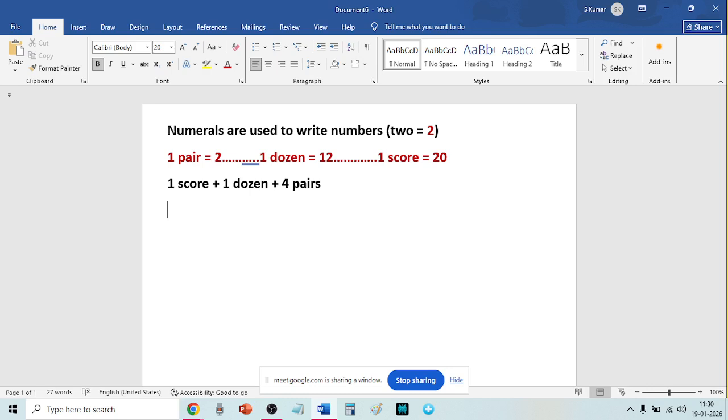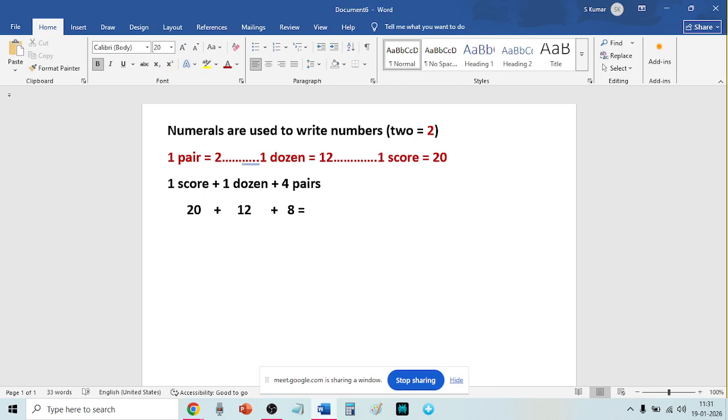So one by one. 1 score, what number will you write for 1 score? It is given at the top. You can see, that is 20. So this part will be 20, plus 12, plus 4 pairs. How many would be 4 pairs? 8. So if you add all, how much are you getting?